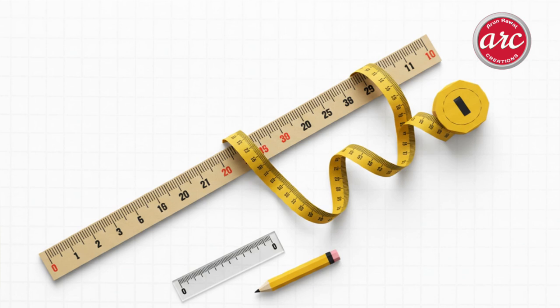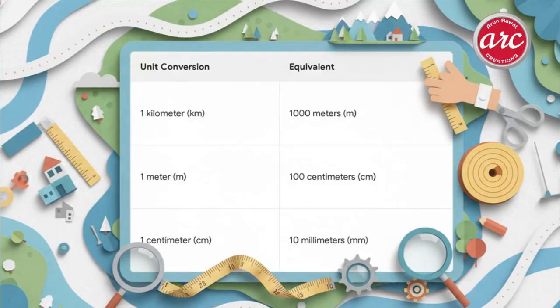You've got the classic meter stick, a flexible tape measure for going around corners and curves, even that little 15-centimeter ruler in your pencil case. They all trace their origins back to that one standard meter. Now, what makes this system so brilliant is how neatly it scales up and down. For really long distances, we just bundle up 1,000 meters and call it a kilometer.